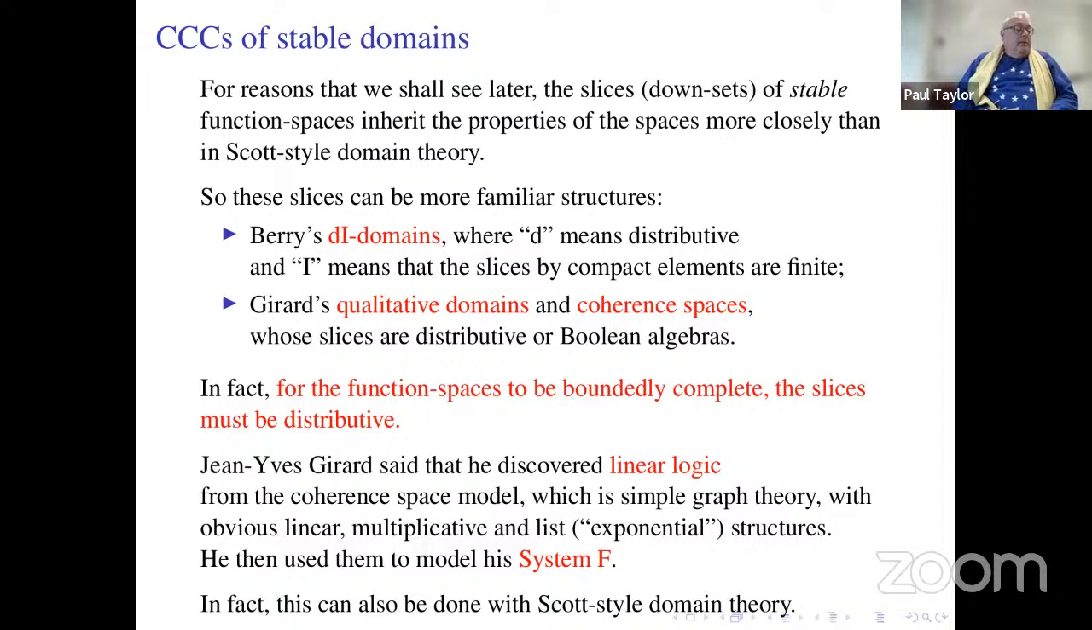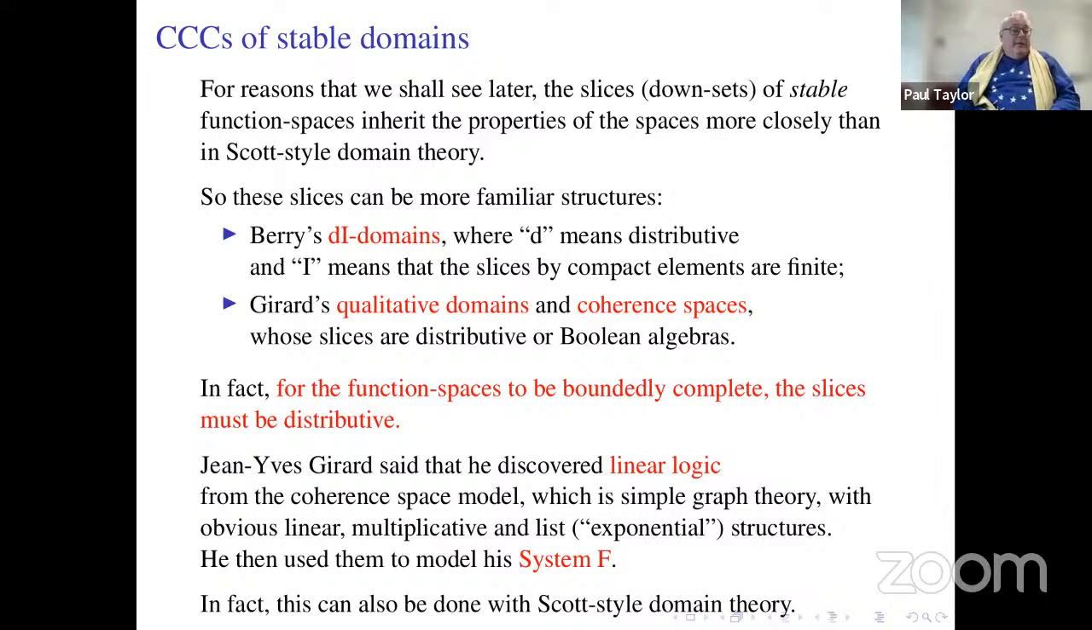And then Girard's qualitative domains and coherent spaces, these slices were actually Boolean algebras. So I was going to add another slide, but didn't get around to doing it, describing the coherent space model, which may be familiar to some of you in these terms, and I'm afraid I didn't do that. Now, the reason for the distributivity is in order for the function space to be boundedly complete, the slices have to be distributive.